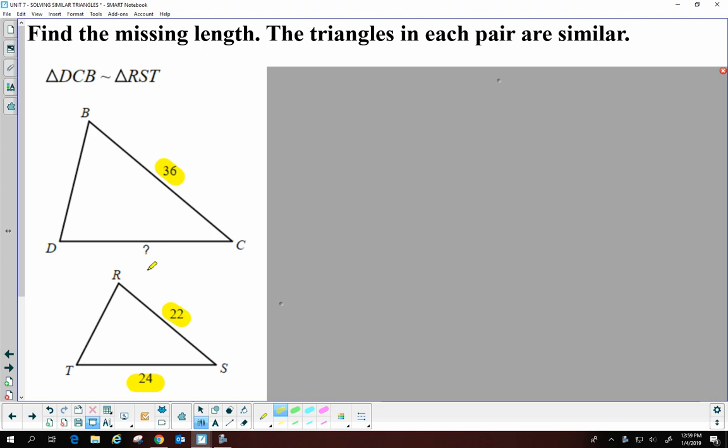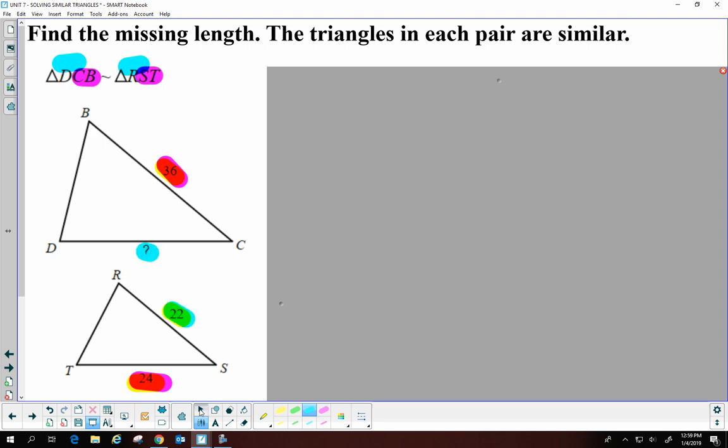DC is. And so we can use the names of the triangles, just like we did with congruent triangles, to figure out which sides should match up. So BC is 36, and so that goes with ST or TS, which is 24. And then we'll check, but we should know now that question mark goes with 22. But DC should go with RS, and RS is 22, DC is question mark.